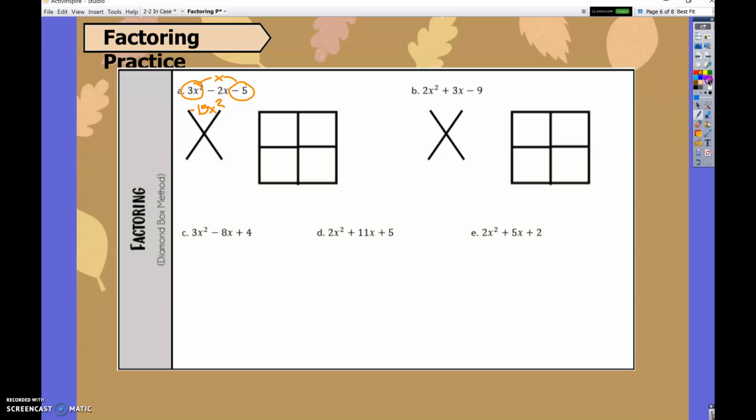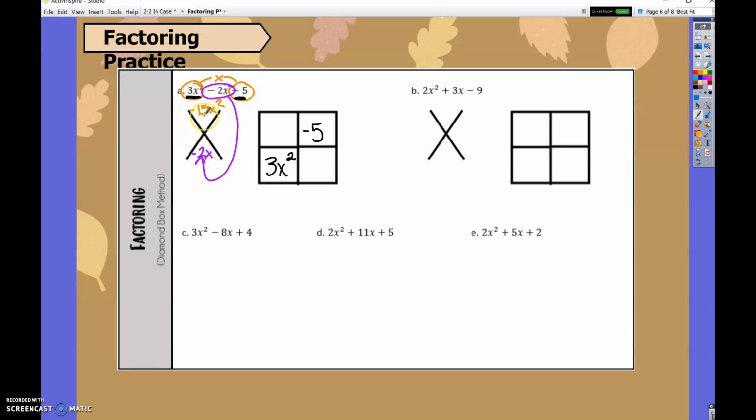Now my middle term here is a negative 2x. I just simply put that one at the bottom of the x. Then I always, in my box here, I always put the first term in the bottom box and my last term in the top box, top right box. You are going to try to think of 2 numbers that multiply to the top answer in orange and add to the bottom number in purple.